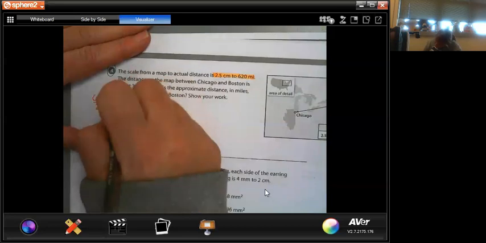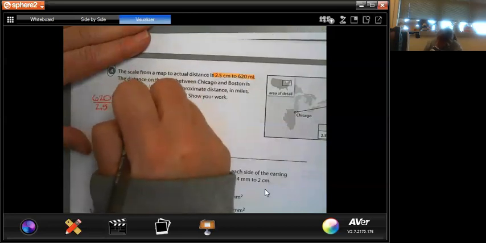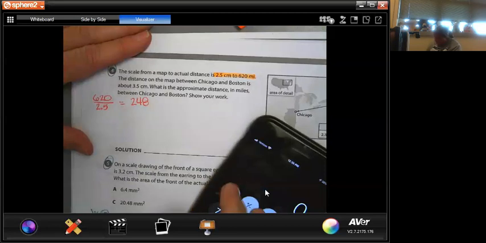Okay. I'm going to do that one more time just because I'm feeling a little funny. So divided by 2.5. Okay, just double checking my work.